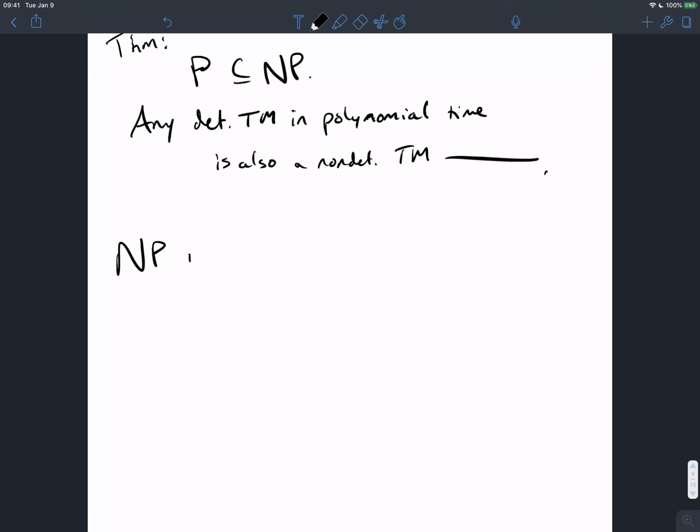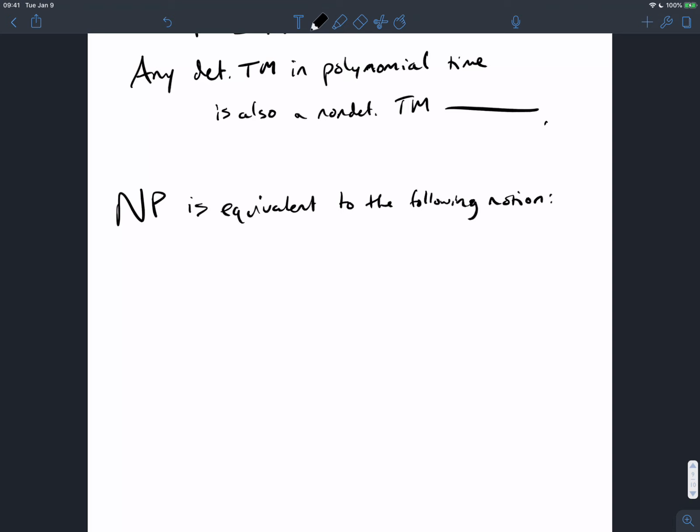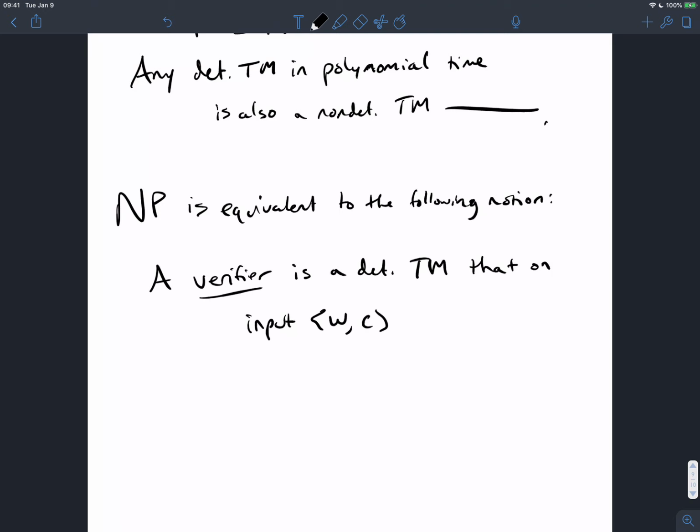But NP is equivalent to the following notion. We're going to say a verifier is a deterministic Turing machine that on input, here I'm going to give you two strings, W and C. Going back to our example, the W you gave to me, and I gave you back W and C. So I gave you the certificate C and the original input back. Then your task as the verifier is to verify whether or not W is in the language using this certificate.